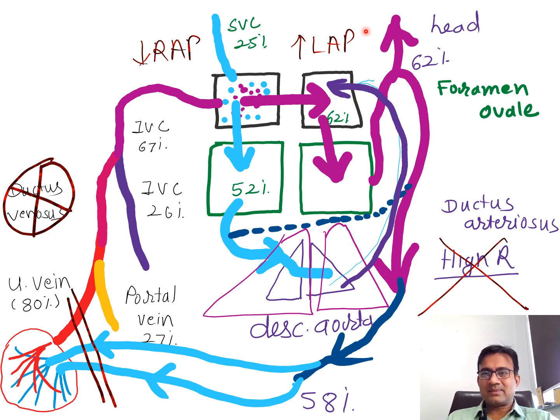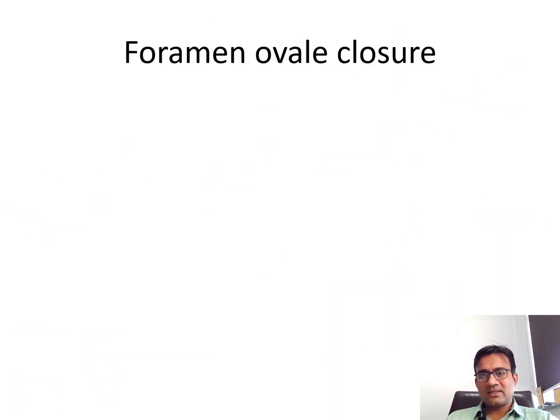Now this left atrial pressure is increasing. As a result of this, the foramen ovale will functionally close initially, and then it will close anatomically. So this is the reason for closure of the foramen ovale.